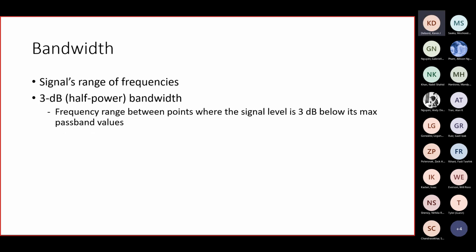It's the range of frequencies a signal can output. And then the half power bandwidth is just 3 decibels. So it's going to pass between points where the signal level is 3 decibels below its max passband values. This stuff you got to memorize.